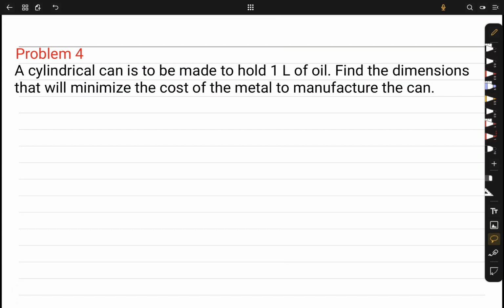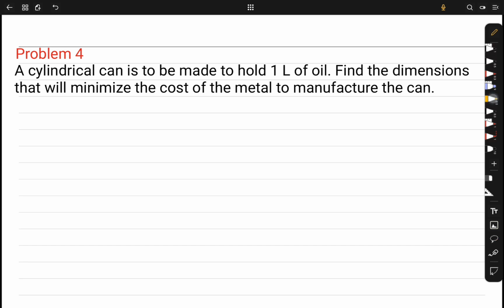Let's solve our problem number 4. A cylindrical can is to be made to hold 1 liter of oil. Find the dimensions that will minimize the cost of the metal to manufacture the can. Dito, for us to minimize daw yung ating metal can, we need to find yung ating total surface area ng cylinder.